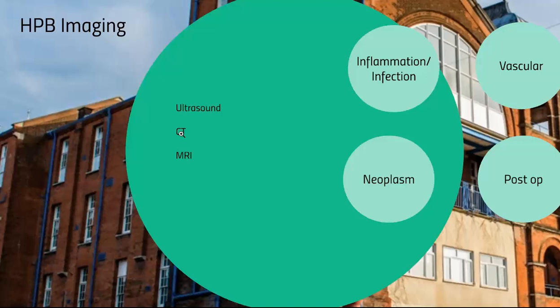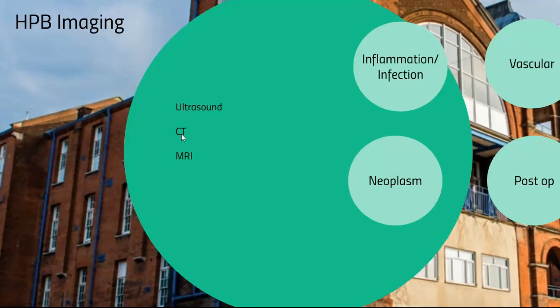CT is the most commonly utilized imaging modality to assess acute abdominal pain and plays a major role in the evaluation of acute hepatobiliary disease. It is best performed after the administration of intravenous contrast, when possible, and it's an excellent modality for assessing hepatic parenchyma and adjacent structures.